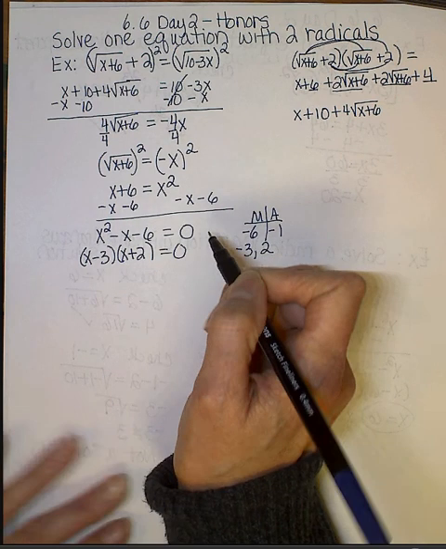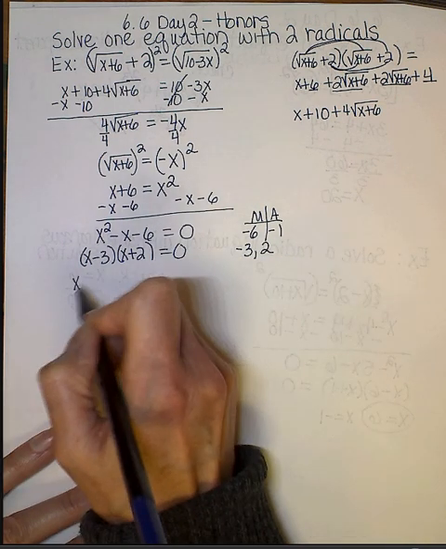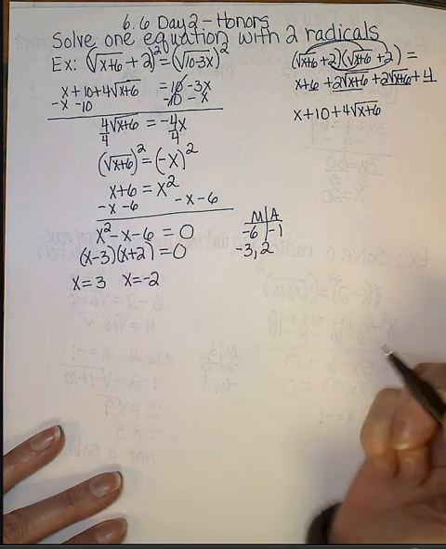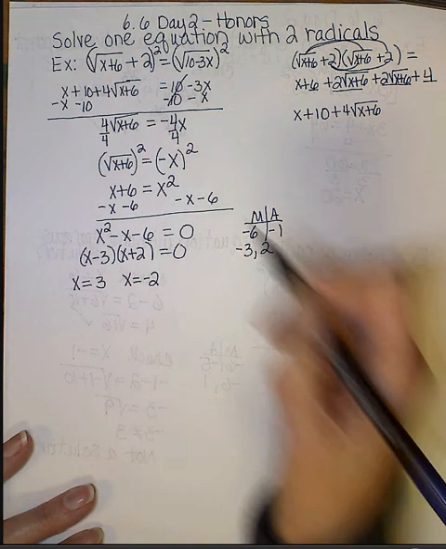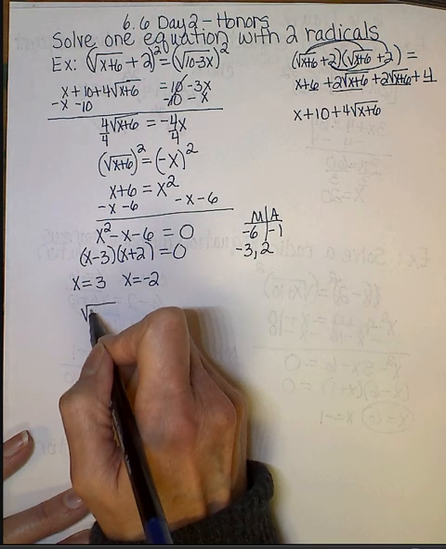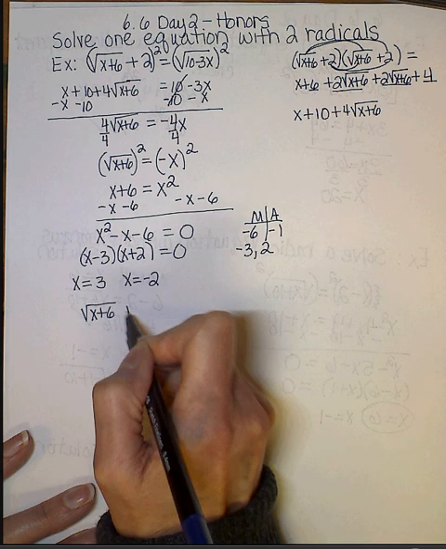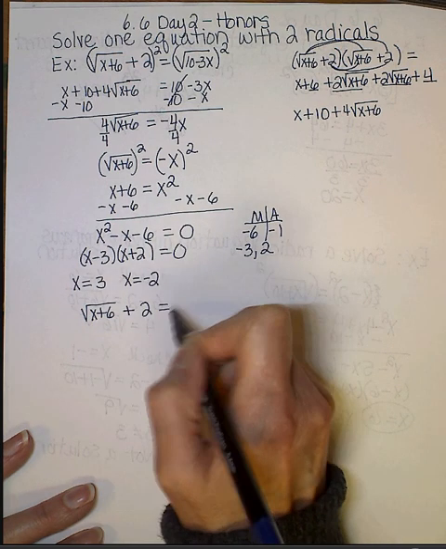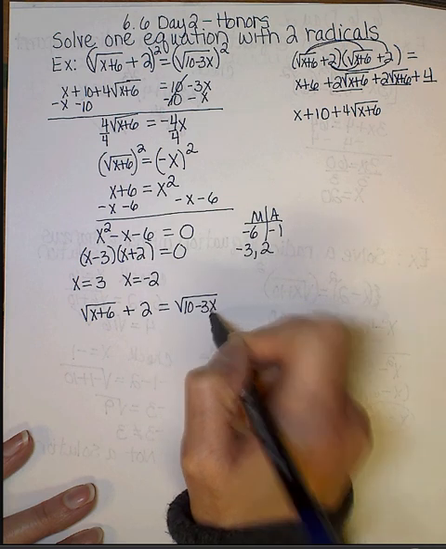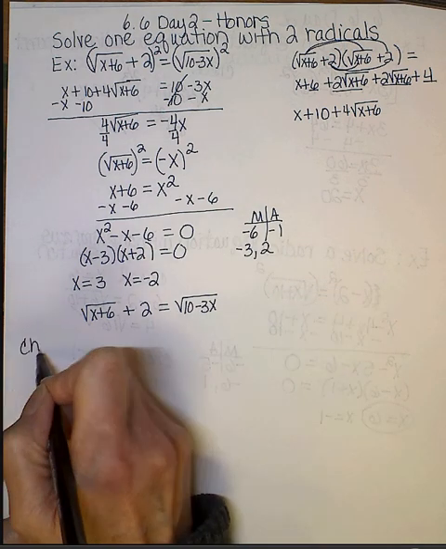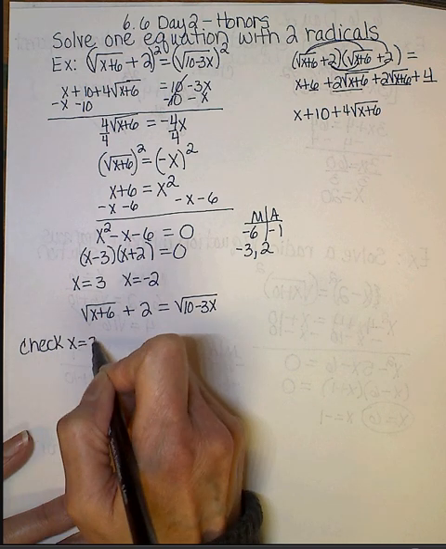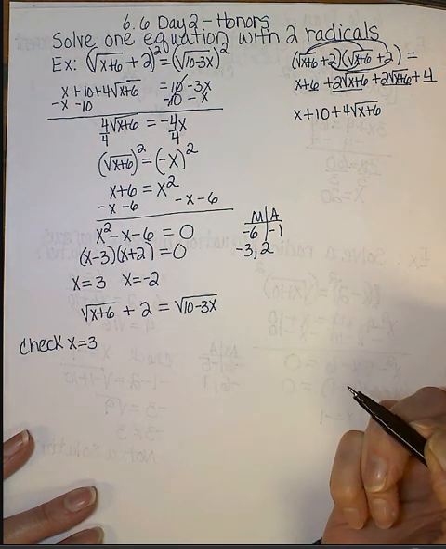Okay. 2 possible solutions for x. X equals 3 and x equals negative 2. So now I'm going to go through the process going back to my original equation. Let me just write it again so we can look at it here. This was my original equation, and I'm going to check. I know it's tedious, but you need to do it because one of them won't be a solution possibly.